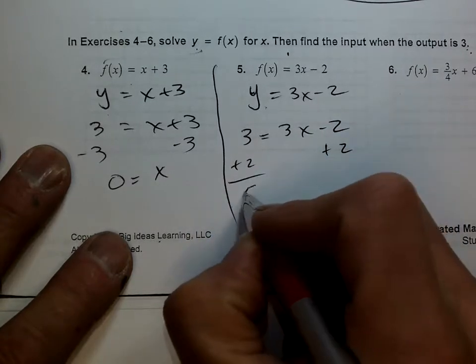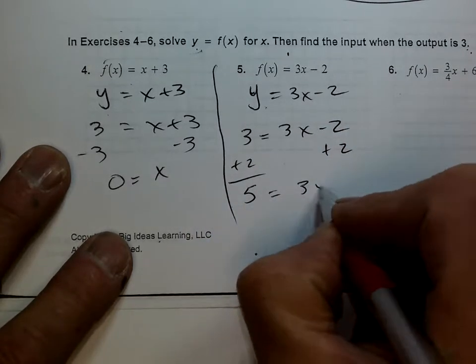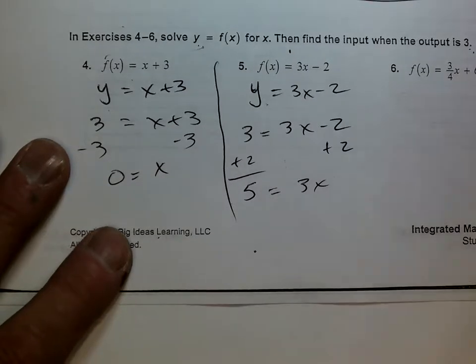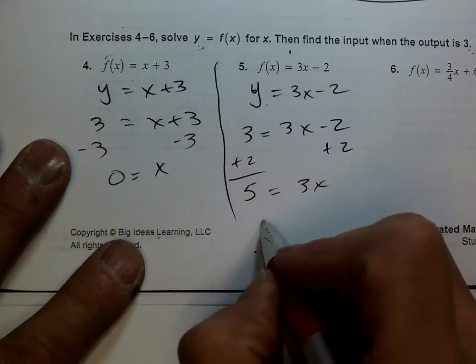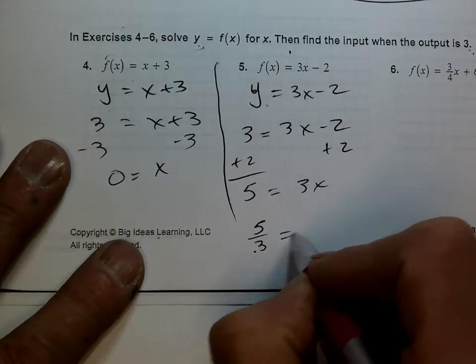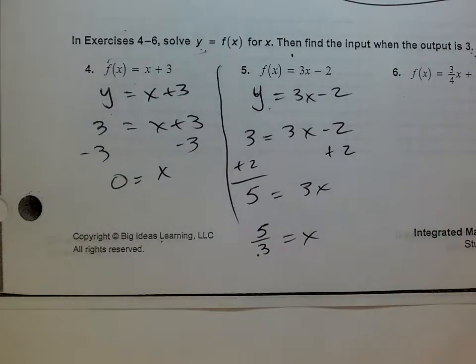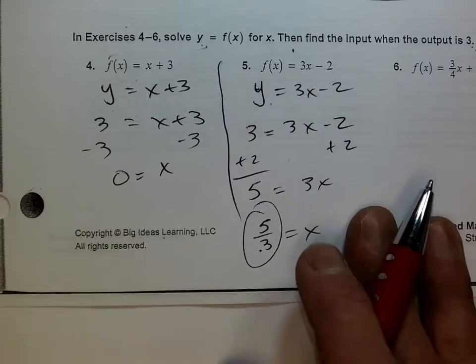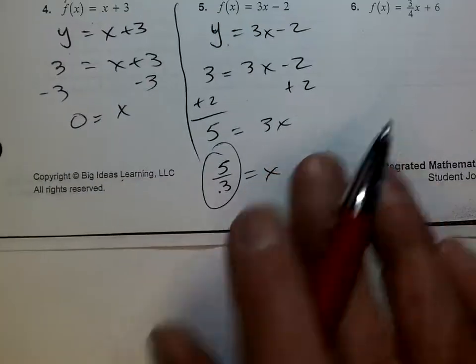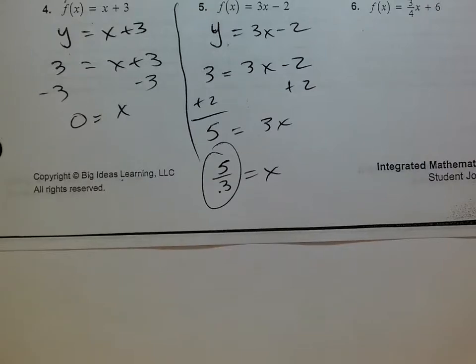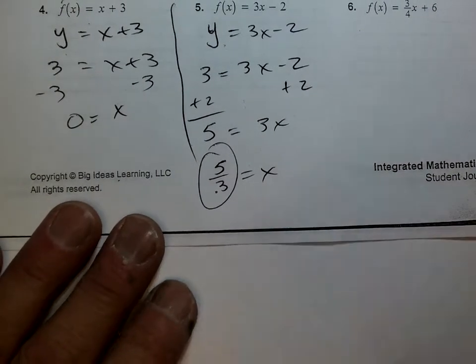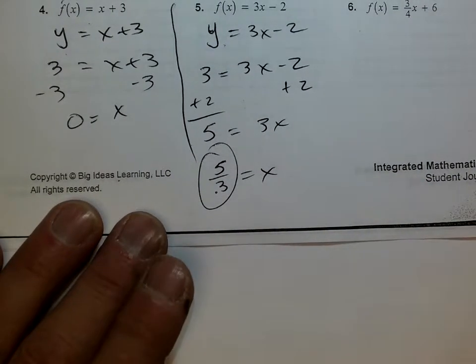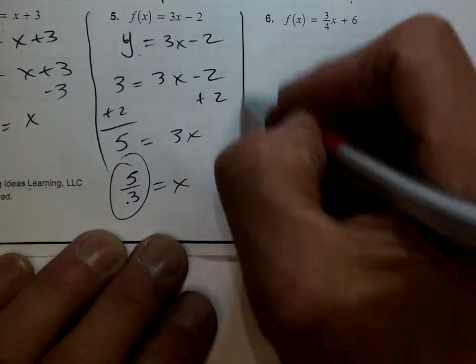We're going to have 5 equals 3x, right? Divide by 3, and we get 5/3, or 1 2/3. I'm okay with 5/3, I really am. 5/3 is a great answer. If you want to change it to 1 2/3, that'll work for me. Or if you want to change it to 1.6666666, you can put that too. But 5/3, cool, right? Okay, 6.